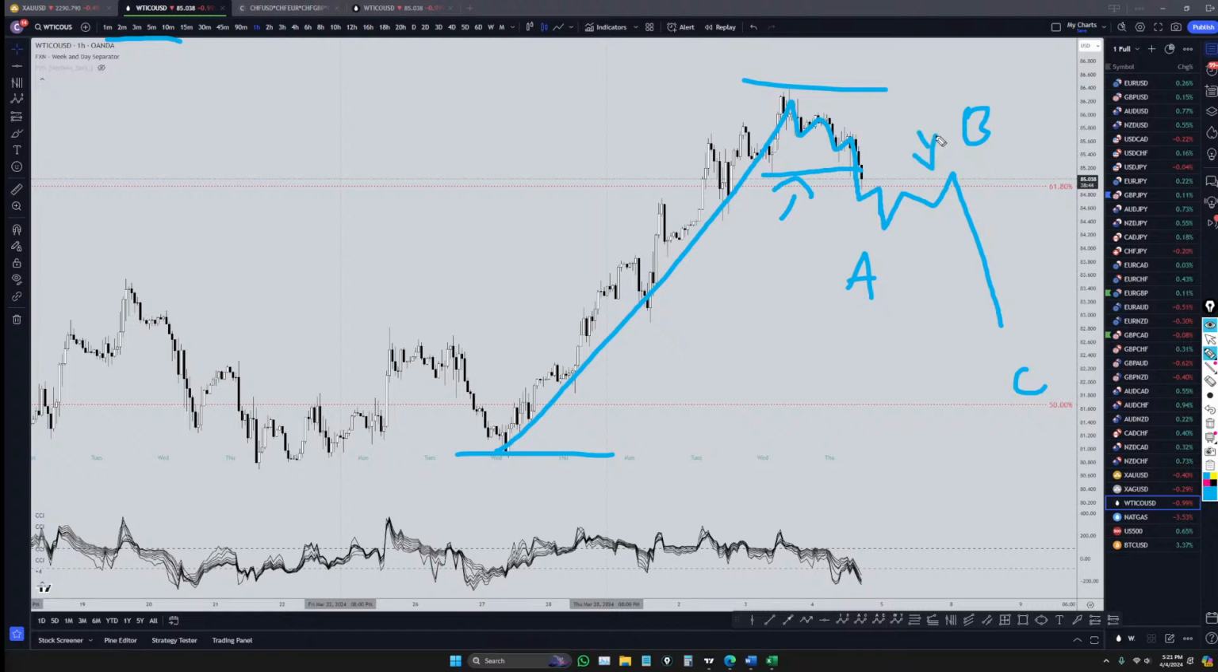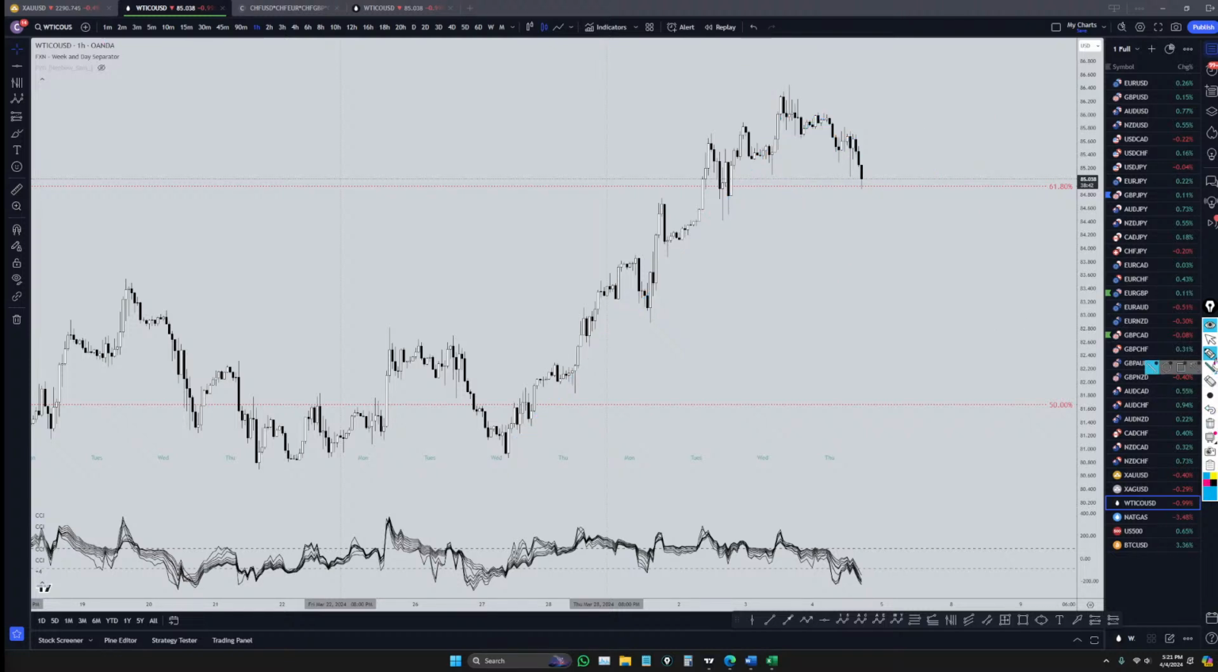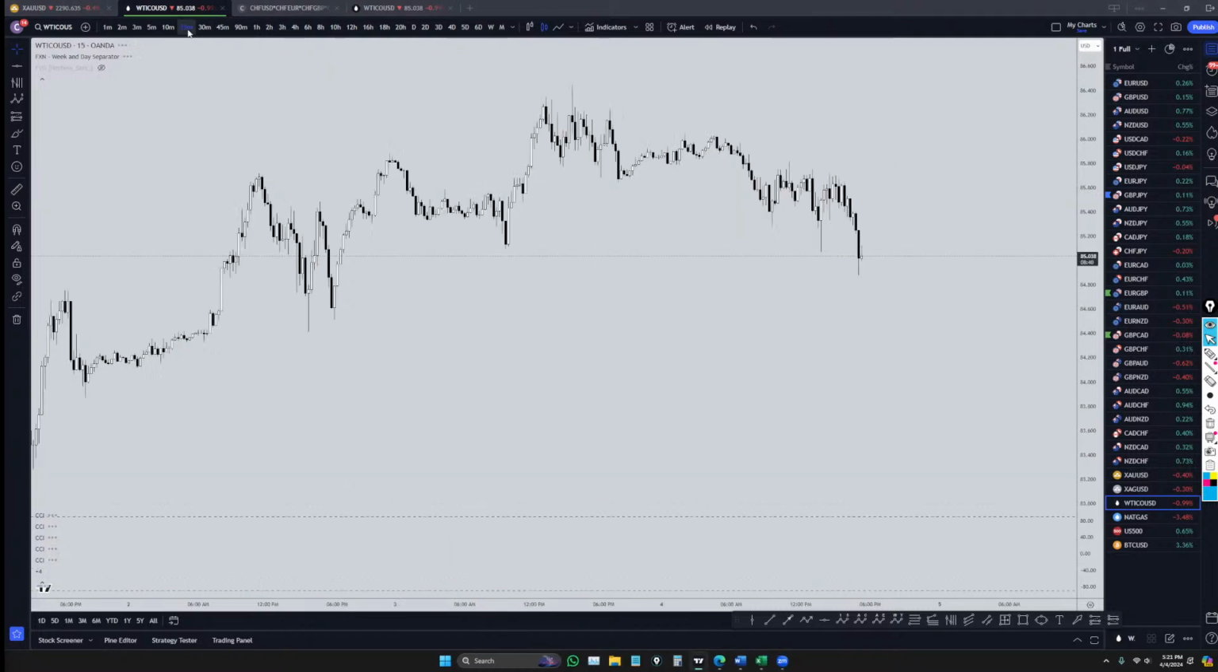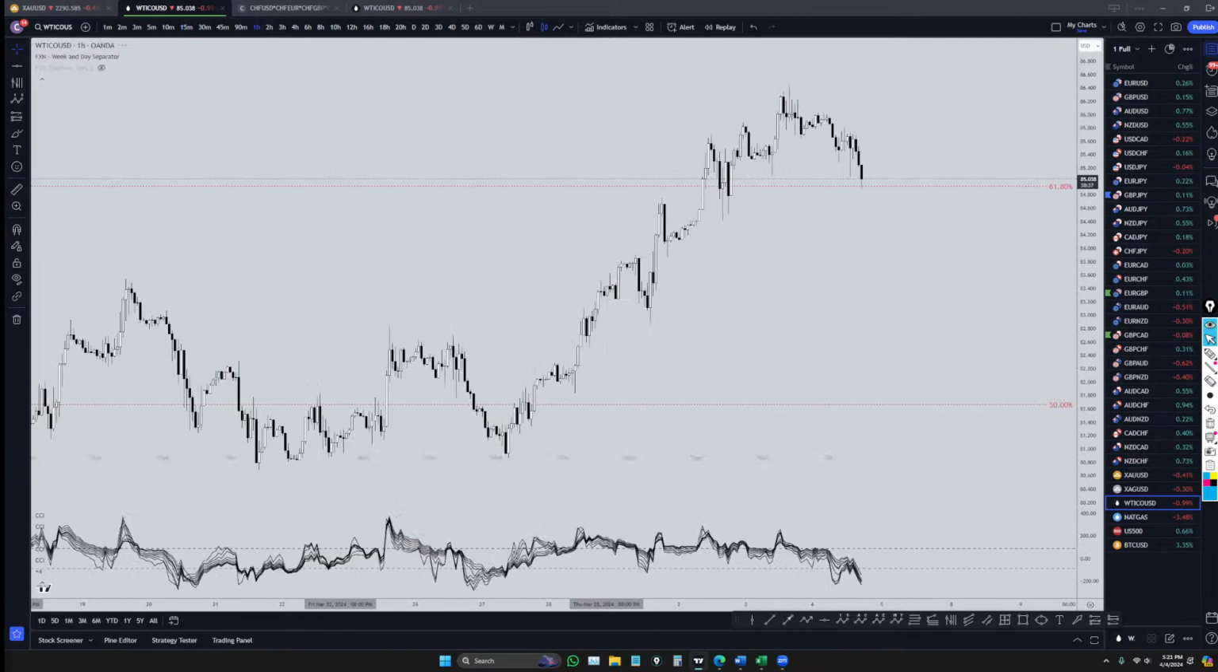The end of a wave B would be a really, really good place to go short. So yeah, that's awesome. Nice little short right there for sure.